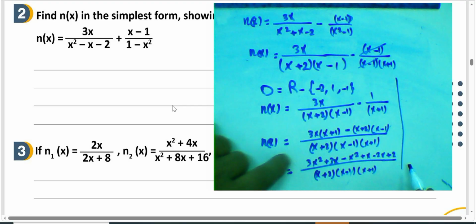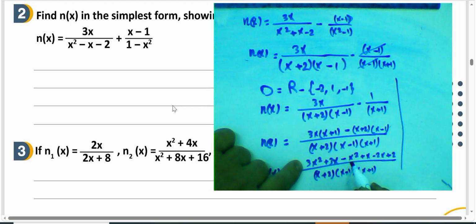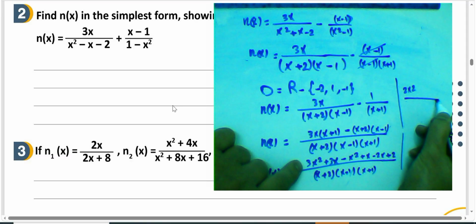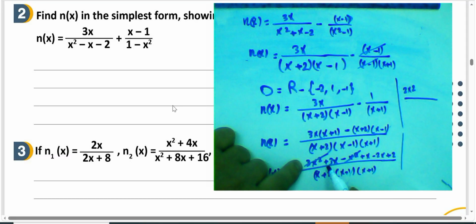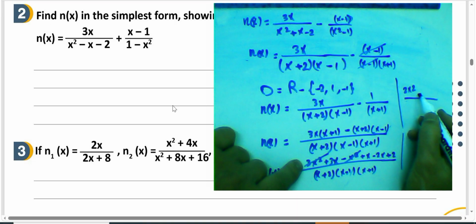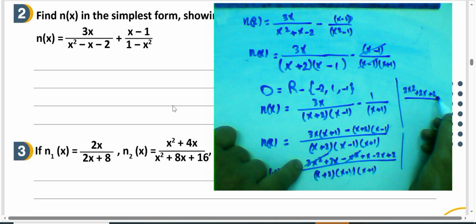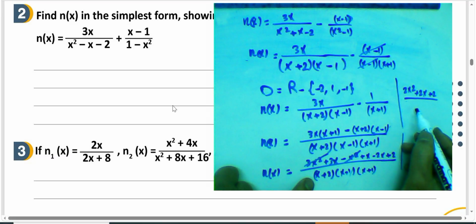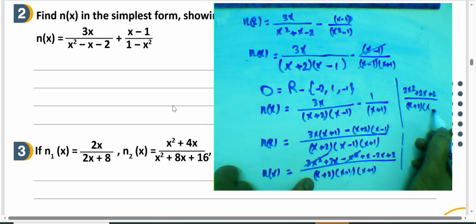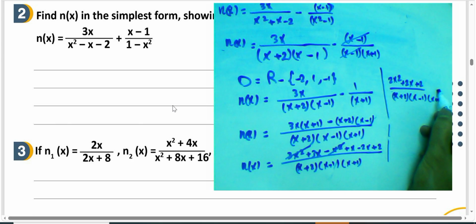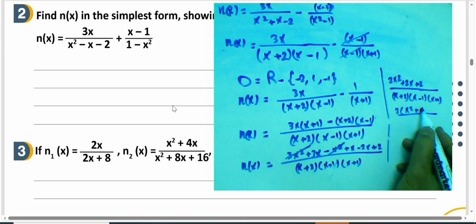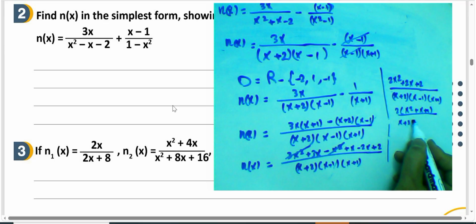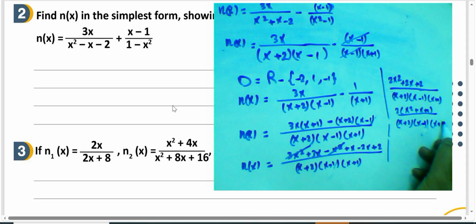You can simplify up this expression. You can simplify 3x power 2 minus x power 2 to 2x power 2. Okay, 3x plus x, 4x minus 2x equal 2x plus 2, and down x plus 2 times x minus 1 times x plus 1. Okay, so this is simplified. You can write 2 as a common factor: x power 2 plus x plus 1 over x plus 2 times x minus 1 times x plus 1.